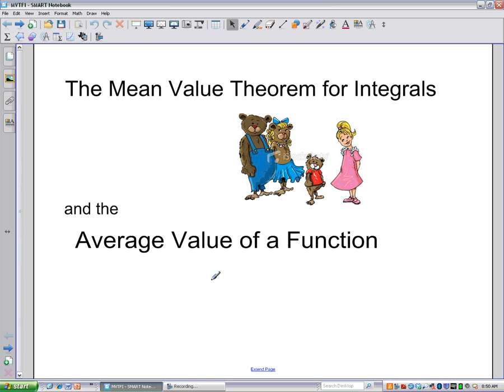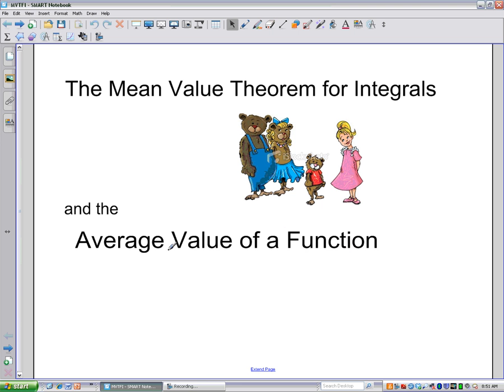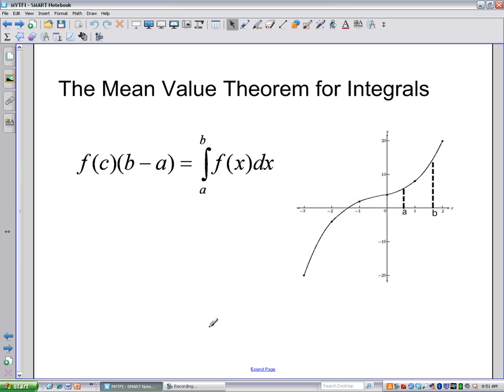The mean value theorem for integrals and the average value of a function. It'll pop up at some point as we're moving through, and I'll quickly dismiss it. So the mean value theorem for integrals looks just like this.